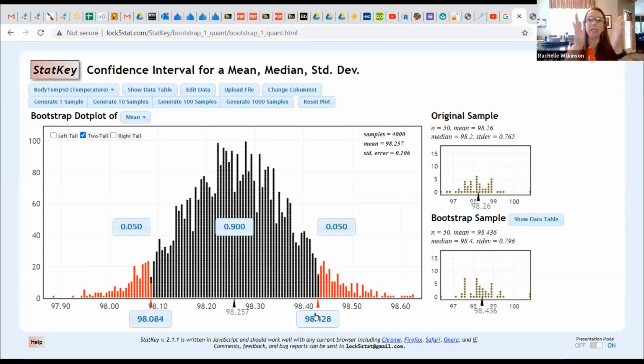So the more confident I want to be, it's a trade-off. That makes the width of my confidence interval wider when I'm more confident. The range of plausible values. And the range of plausible values can be smaller if I have a lower level of confidence. So it's a trade-off. You can get a smaller range of values, but you're going to be wrong more often.